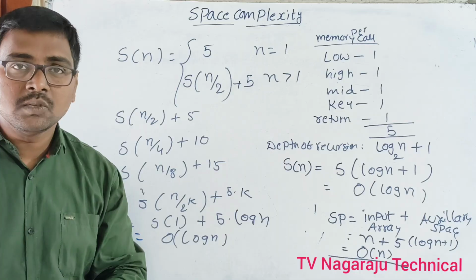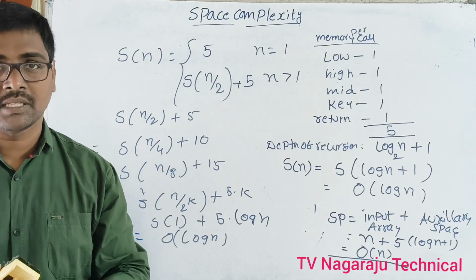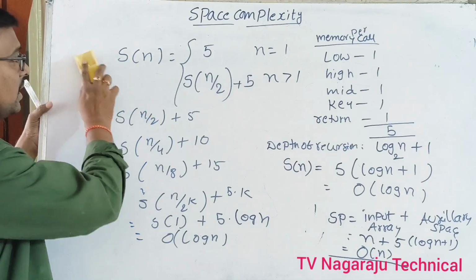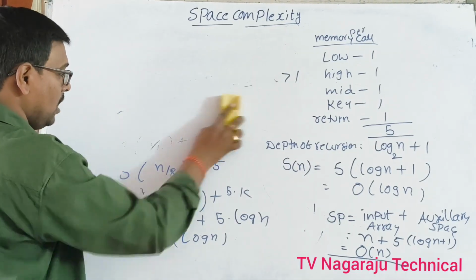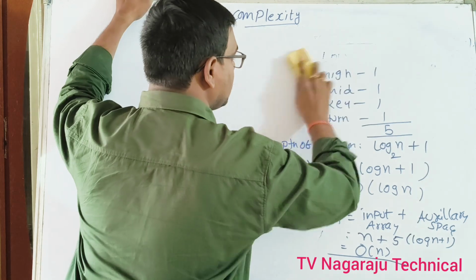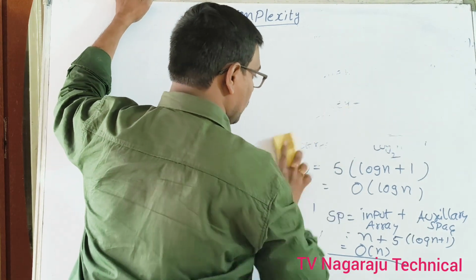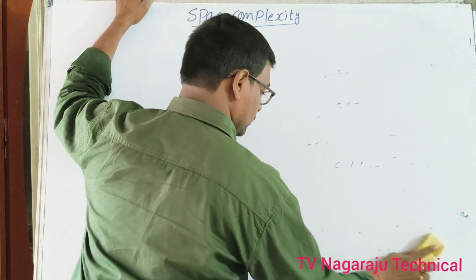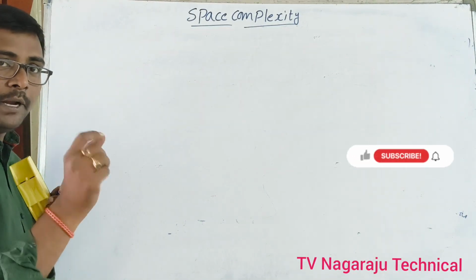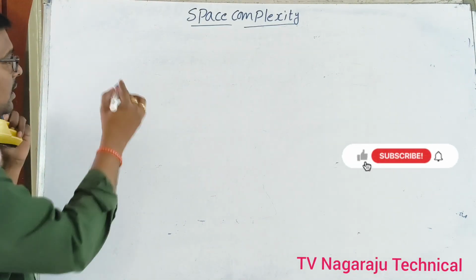In the general sense, we are getting the auxiliary space. So this is the space complexity for recursive binary search. Now we will consider one more example. We already know the merge sort algorithm. So here I will not write the complete program.